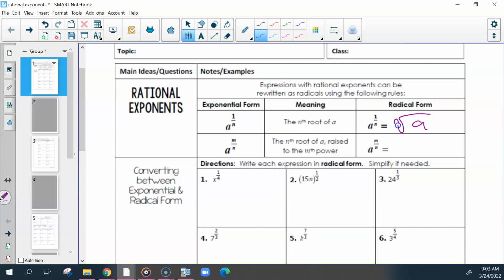If you have a fraction where you have a numerator that's not 1, n would still be your root, but then you would raise a to that power. So with the letters, that doesn't really make a whole lot of sense, but with these examples, hopefully it starts to.